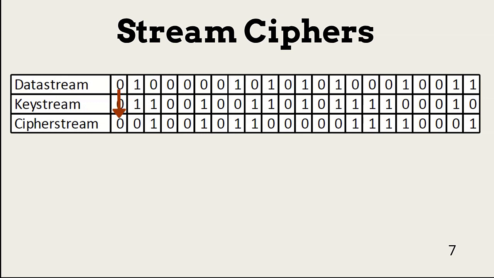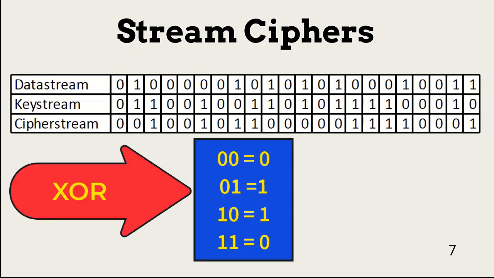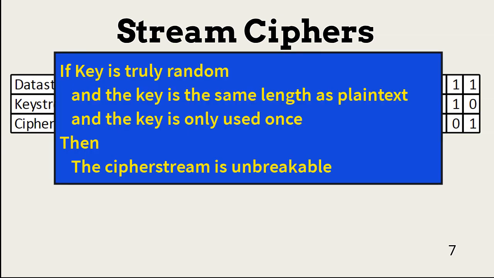As shown below, XOR is a Boolean operation in which the output is 1 if all inputs are not the same. If the key is truly random and is the same length as the plain text bit stream and is only used once, the resulting cipher stream is unbreakable. However, this is not usually practical.